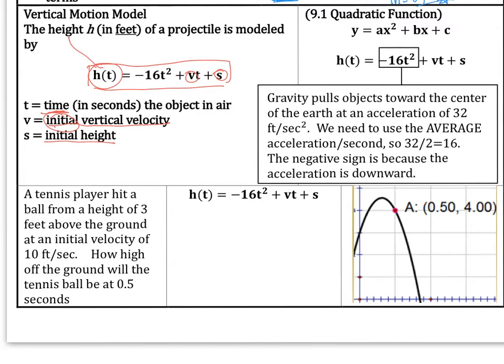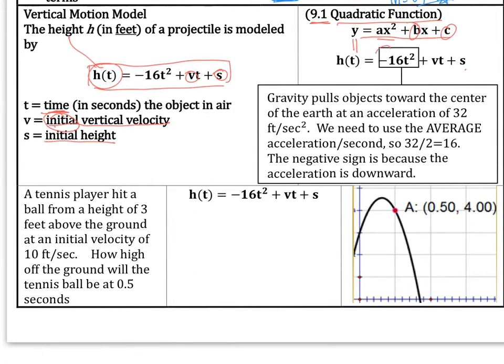Okay, in 9.1, which you'll learn later, you'll learn that what you've been doing all this time in chapter 8 is the quadratic function. y equals ax squared plus bx plus c. Now, I can replace y with h of t and ax squared with negative 16t squared, and bx with vt and c with s. And I already defined everything for you earlier.